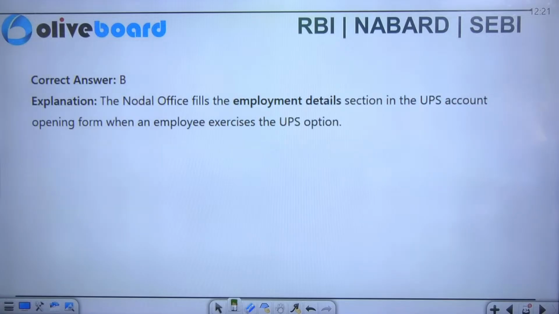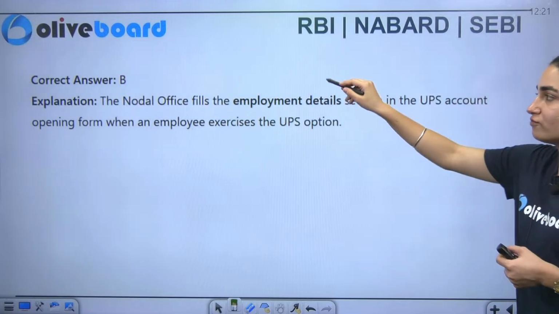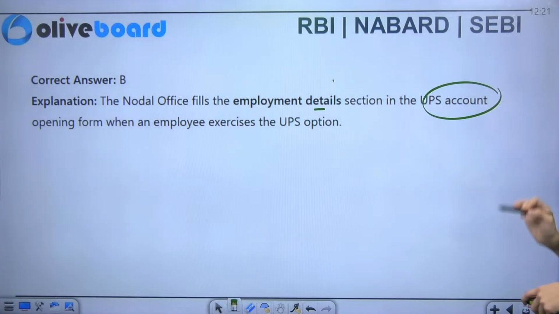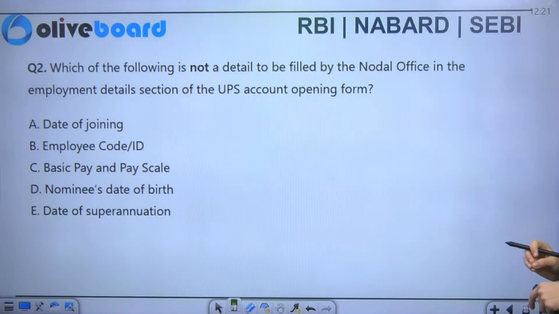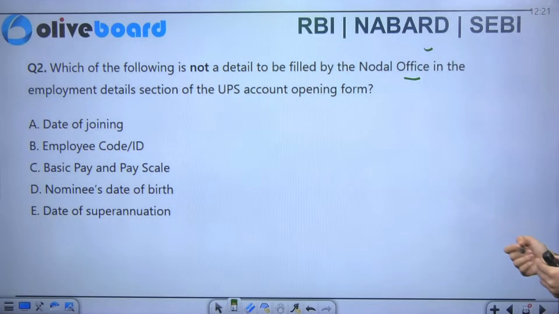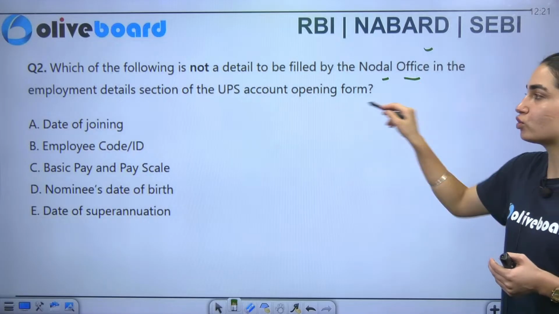Alright, so the correct answer is B, that is, the nodal office fills the employment details section in the UPS account opening form when an employee exercises the UPS option. Which of the following is not to be filled by the nodal office in this employment details section of this UPS account opening form?